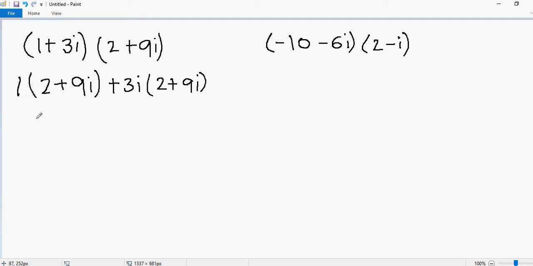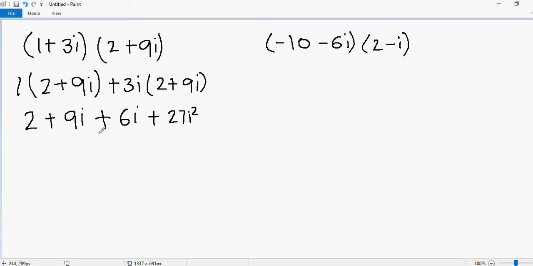Okay, 1 times 2 will give me 2, and I have a plus sign in between. 9i times 1 will give me 9i. And then I have a plus sign, so I don't have to worry. If we had a negative sign, then we would have to distribute that inside the parentheses. But since we have the positive sign, we don't have to worry. 3 times 2 will give me 6, and then I have i along with 3. Then I'll put the plus sign in between. 9 times 3 will give me 27. Now i times i will give me i squared.